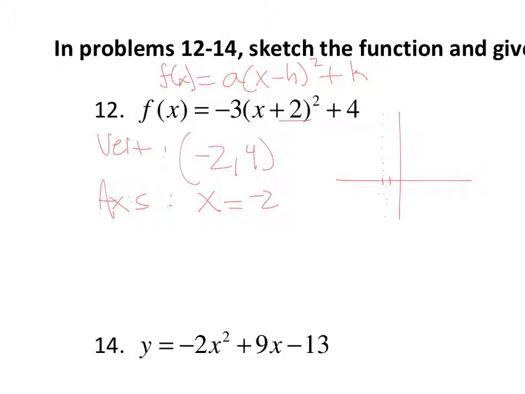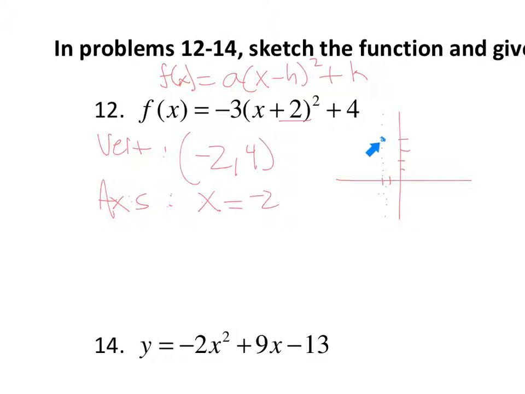And we know the vertex is at (-2, 4). Okay, so 1, 2, 3, 4, somewhere up here. Okay, so there's a vertex right there. This -3 here, the a value, means it's upside down, and it's 3 times steeper. So upside down, so we're going to go moving down here in this direction.